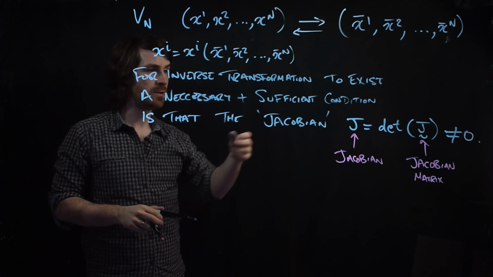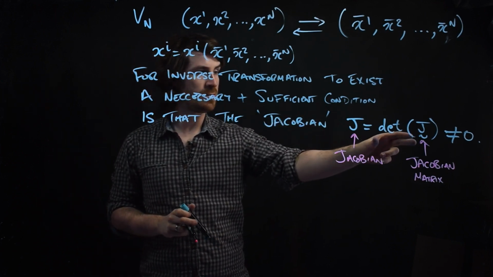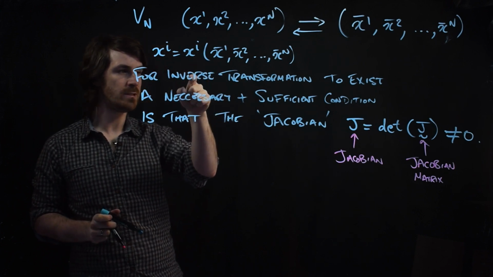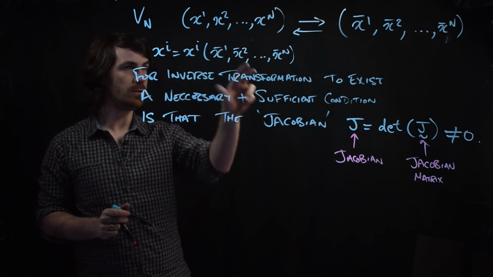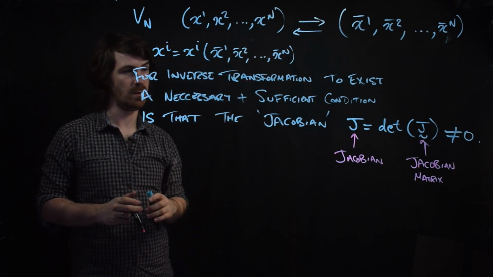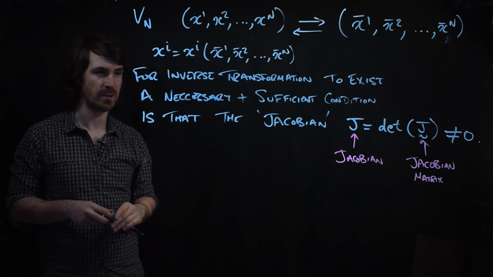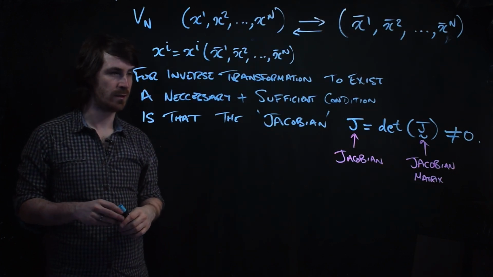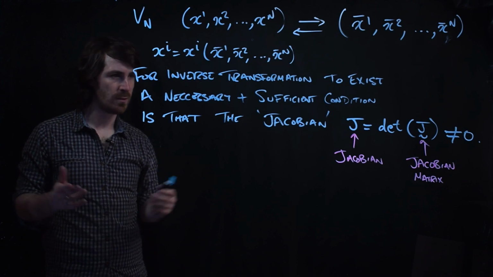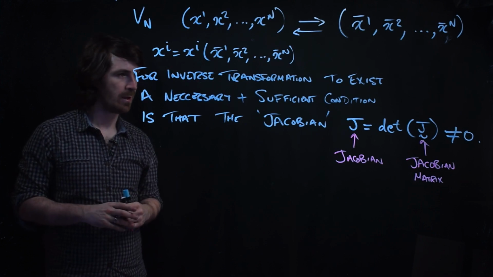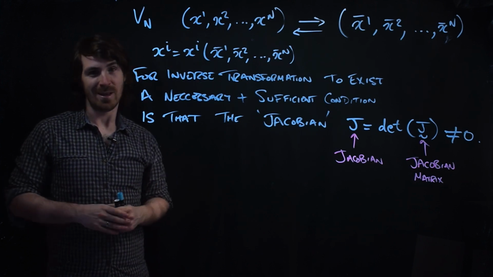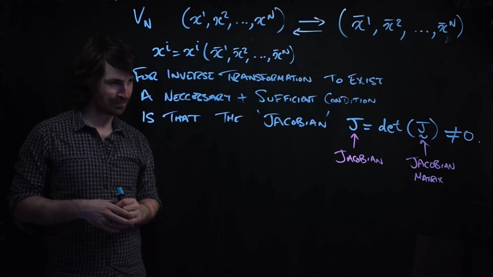And actually, the converse, that if this is non-zero then an inverse exists, for polynomial transformations, is one of the most famous unsolved problems in mathematics. It's called the Jacobi conjecture. So you can look that up on Wikipedia. If you can solve it, then you'll make a big name for yourself.